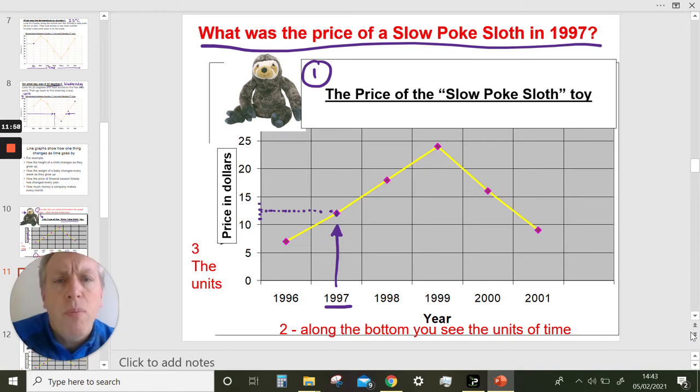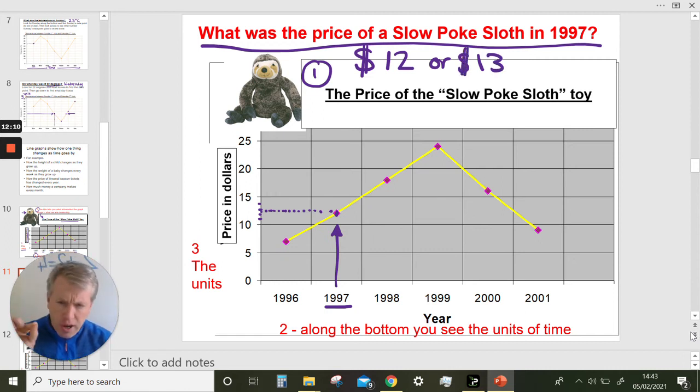So, the price of a slowpoke sloth in 1997 was $12 what? $12 or maybe $13. Not completely obvious, and that's fine. $12 or $13. I think it's a little bit less than half, so I'd probably go $12. But the scale's not exact here, and that's fine.